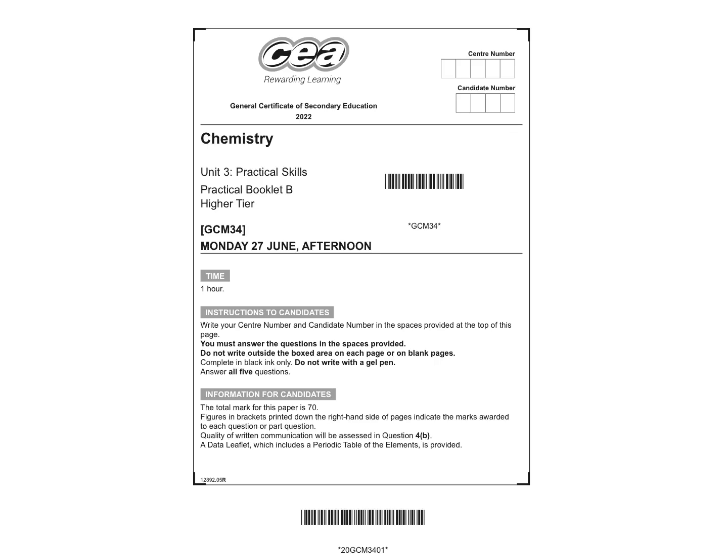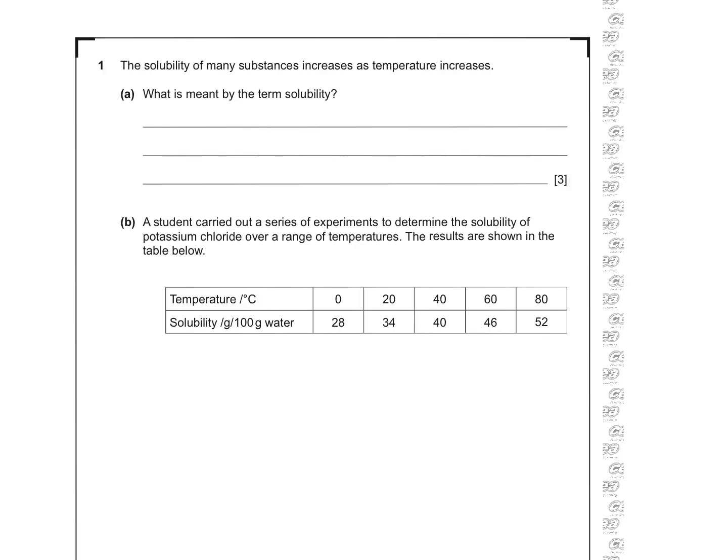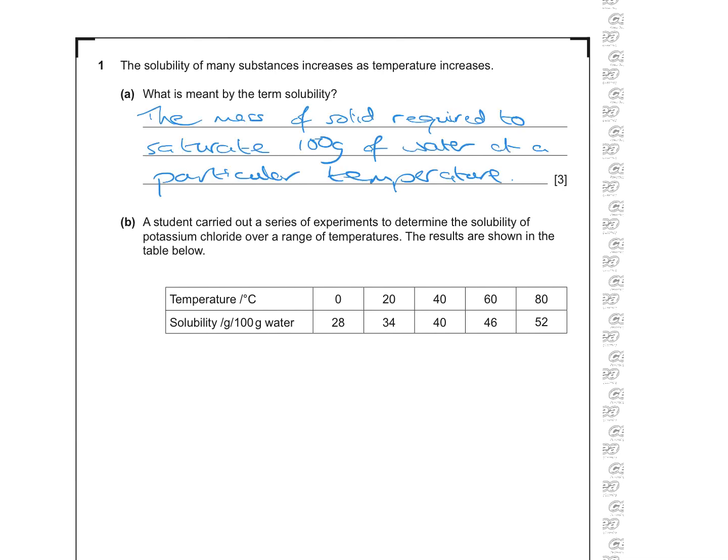In this video I'll go over the 2022 Unit 3 Practical Booklet B. Question 1 Part A then, what is meant by the term solubility? Well, that's just a standard definition. The mass of solid required to saturate 100 grams of water at a particular temperature. Part B then just requires these results to be plotted on the graph, which we'll see on the next page.